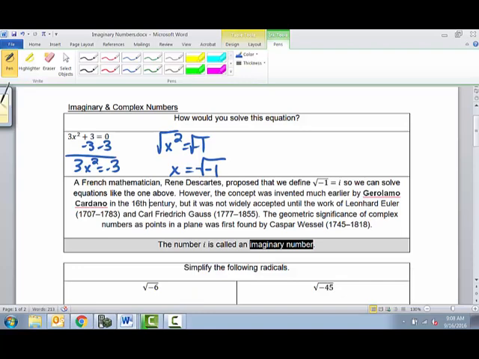Until now. A French mathematician, René Descartes, same guy who says, I think, therefore I am, proposed that we define the square root of negative 1 as i, so we can solve equations like the one we just did. However, the concept was invented much earlier by Girolamo Cardano in the 16th century, but it was not widely accepted until the work of Euler, who gave us a lot of our geometry, and Carl Friedrich Gauss, who's my favorite mathematician, and has done some other cool little tricks in number theory. And the geometric significance of complex numbers as points in a plane was first found by Caspar Wessel.